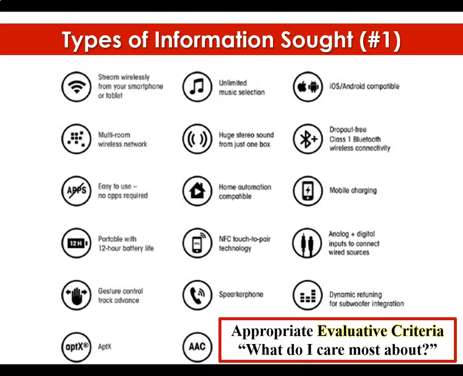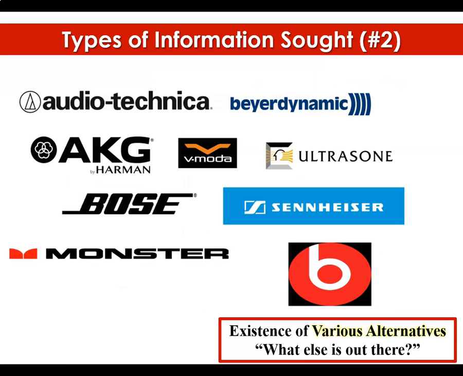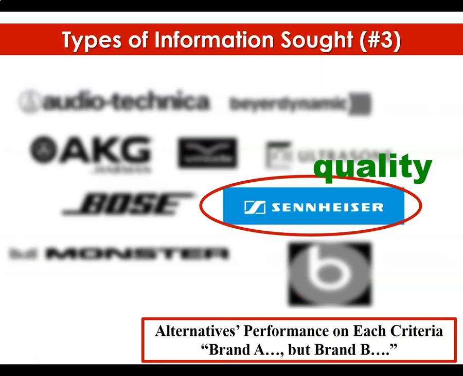What do I care most about? When I think about the evaluative criteria, I'm also going to consider the existence of various alternatives. In other words, the second type of information I'm searching for. What else is out there? What other brands have I not yet considered? So now I'm going to compare each criteria between the various alternatives to see how they perform. Maybe brand Y is really inexpensive, but brand Z has more features.